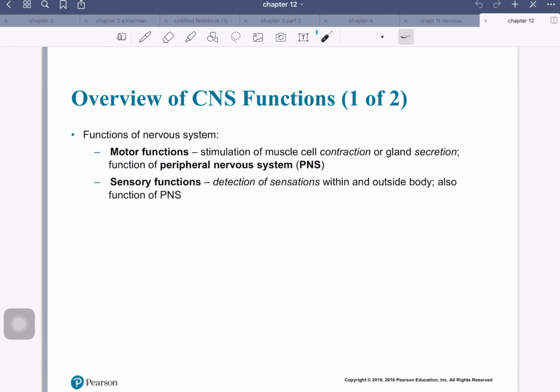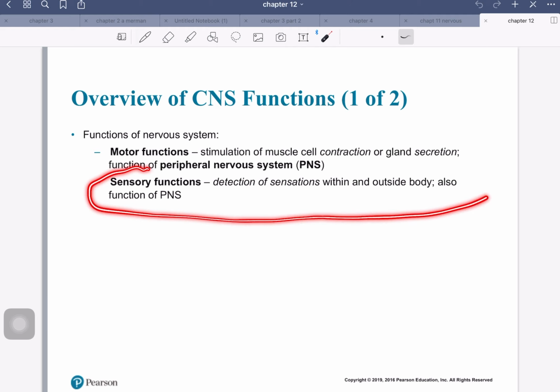Now, we can also have a look at the central nervous system in terms of its roles in motor functions. So, of course, we know motor functions basically relate to the stimulation of muscle cells, contraction, or gland secretion. Now, this is eventually carried out by the peripheral nervous system, but many of the details of how that motion is going to occur are in the central nervous system. So the game plan is created in the central nervous system and then sent out to the peripheral nervous system to, as I said, muscles and glands to carry out the action.